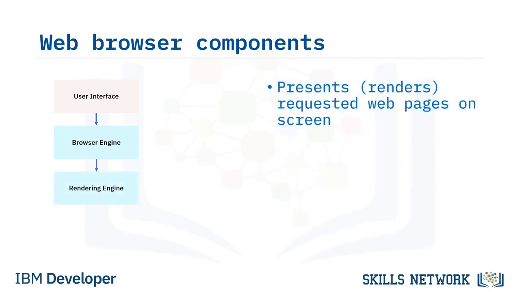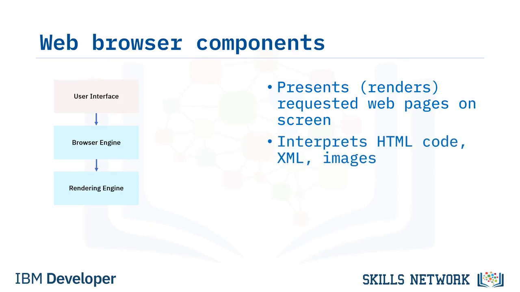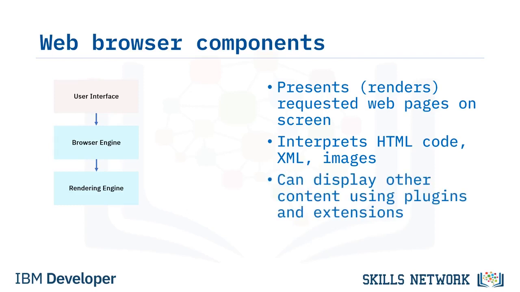The rendering engine is responsible for presenting or rendering the requested web pages and content on your browser screen. Primarily, it interprets the hypertext markup language, or HTML code, XML documents, and images, and presents them in an easily digestible format on your browser screen. The rendering engine can also display other kinds of data by virtue of plugins or extensions.